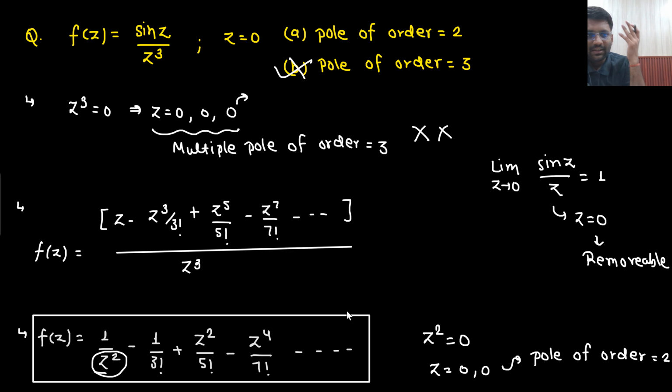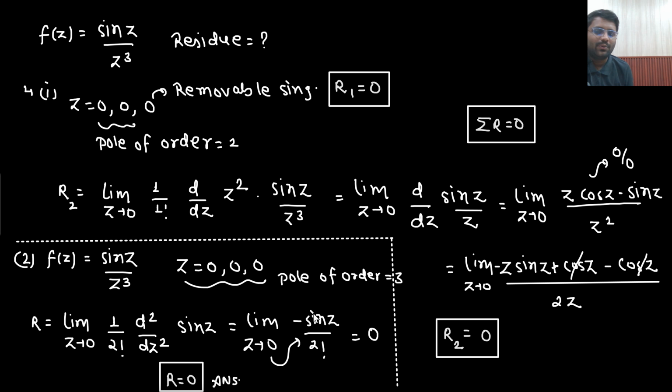Sin z by z, as z tends to 0, becomes 1 only. That means z square is actually your pole here. So z equals 0 will be a pole of order 2. So this option would be correct here, not the other one. But if you need to find the residue, then you don't need to think anything. Whether you treat it as order 3, or as order 2 with one of them a removable singularity, both will give the same result.